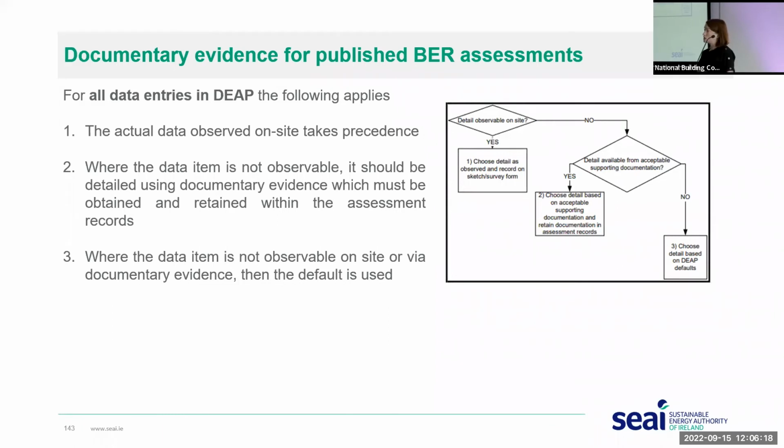So the principle in general to BER assessments is that the actual data observed on site takes precedence. Where the data item is not observable, it should be detailed using documentary evidence, which must be obtained and retained within the assessment records. And where the data item is not observable on site or via documentary evidence, then the default is used. So in relation to ACDs, if you don't have the supporting documentary evidence, it will be defaulted to 0.15, which will have a significant impact on compliance and on the building energy rating.